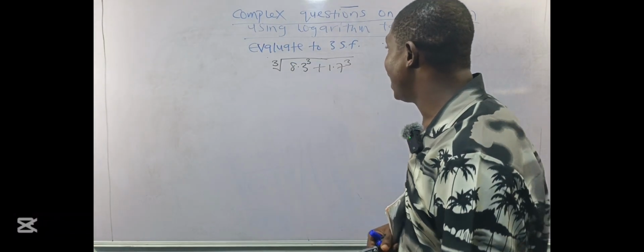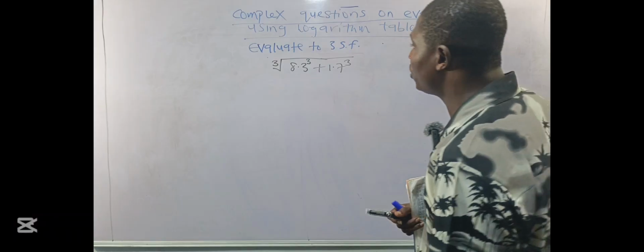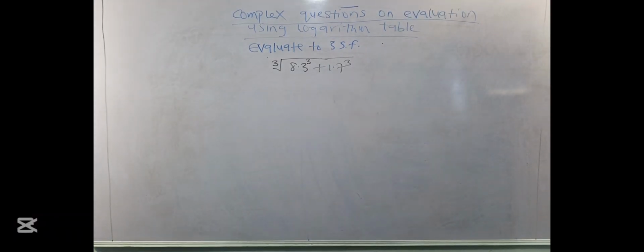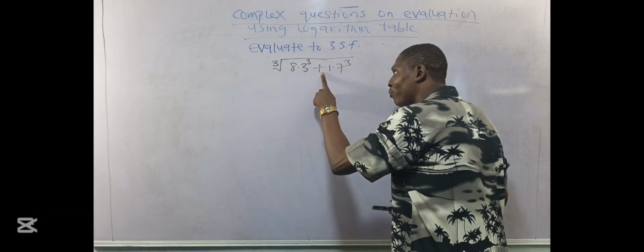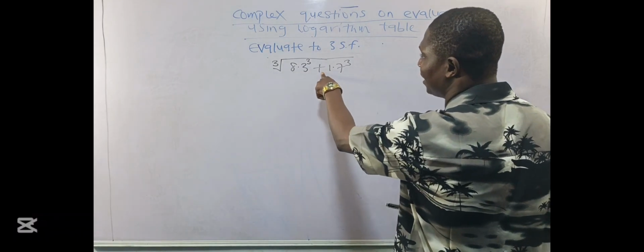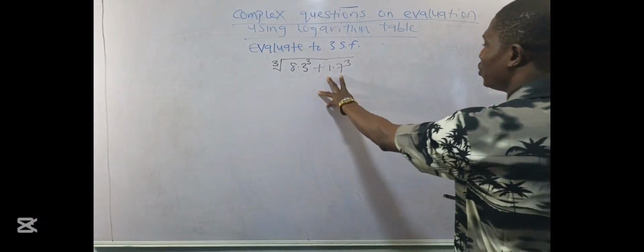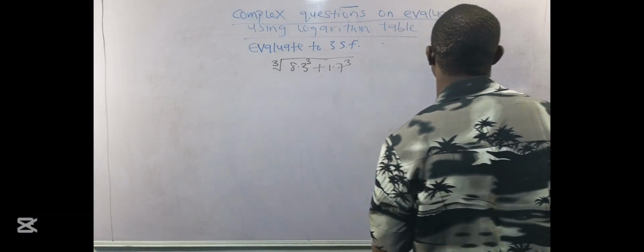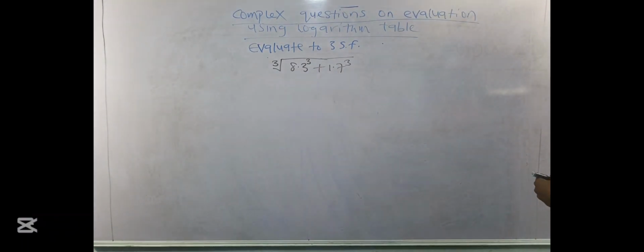So the next on our list is the cube root of 8.3 raised to power 3 plus 1.7 raised to power 3. Again, there's no plus, there's no multiplication sign, neither is there a division sign. So how do we resolve this? But if you watch, this is a cube and this is a cube. So we can use the sum of two cubes.